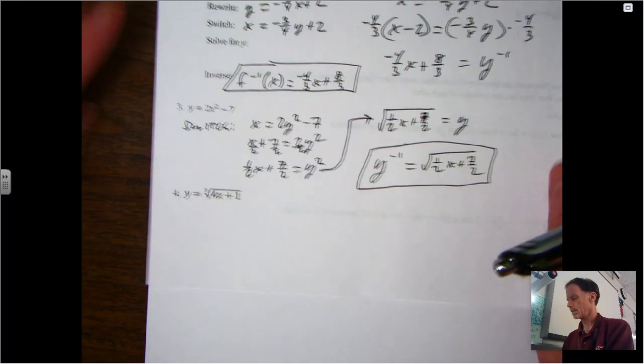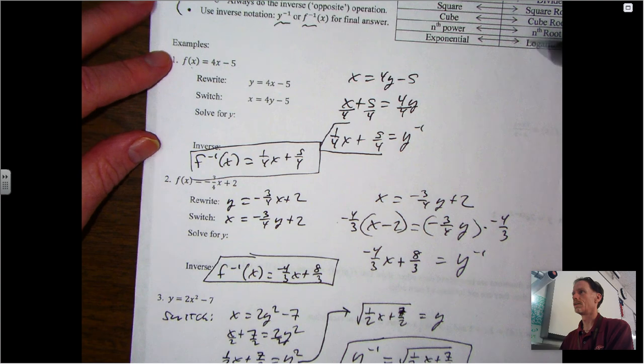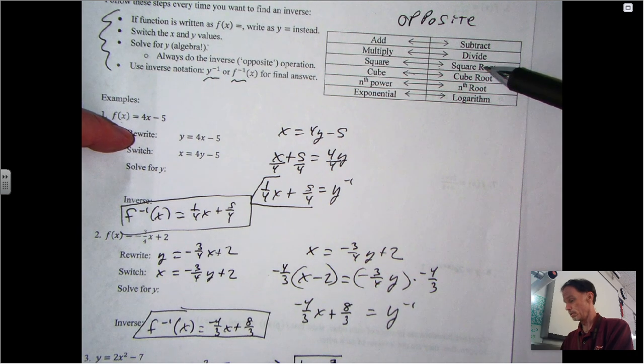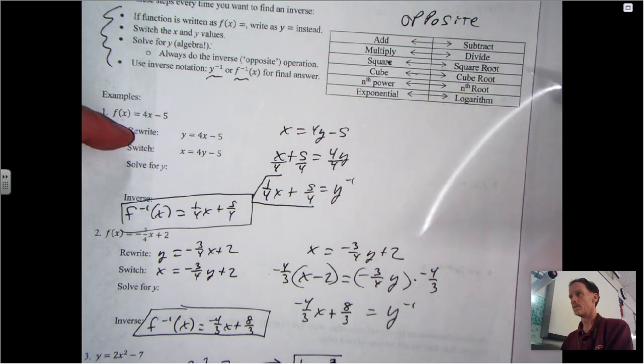Switch, solve, done. And again, just keep in mind your opposite operation. If you have a square, take the square root. If you have a square root, take the square. Always doing the opposite.